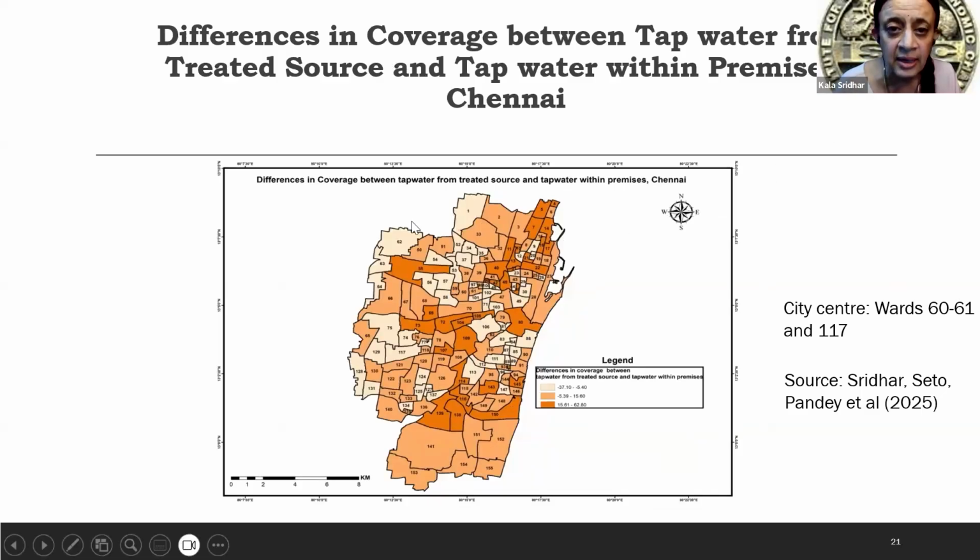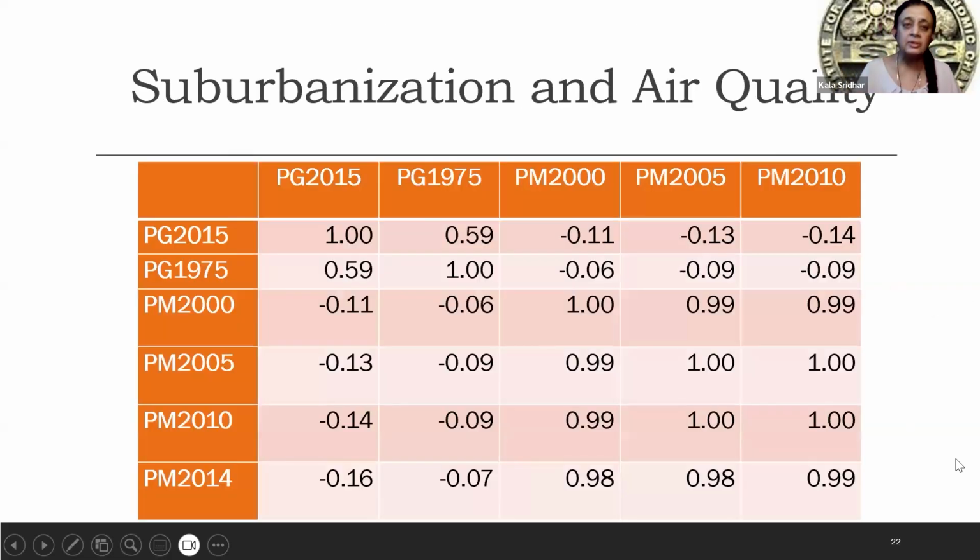And this is the distribution of tap water from a treated source and within premises in Chennai, which again shows better coverage of the central wards when compared to the peripheral wards. So this is another consequence of suburbanization, that only central parts are served better.